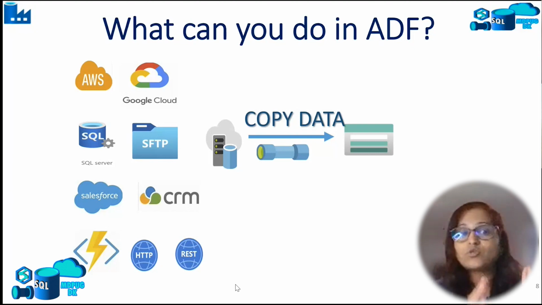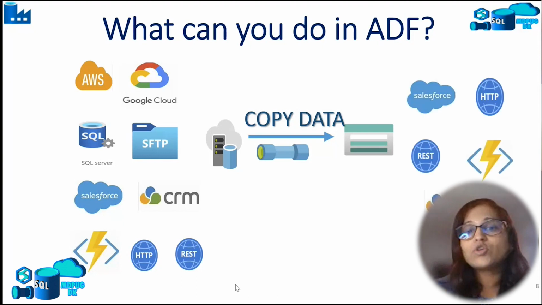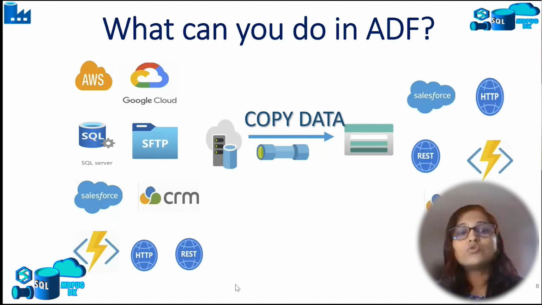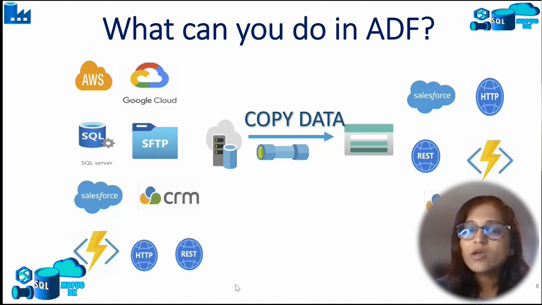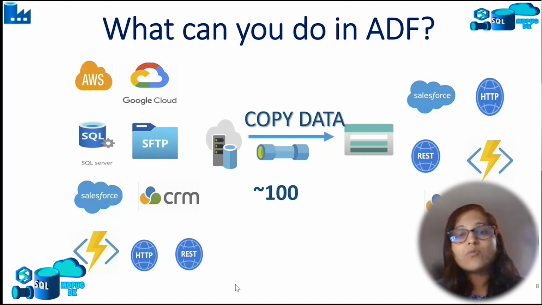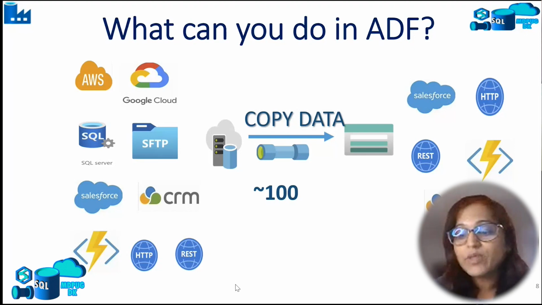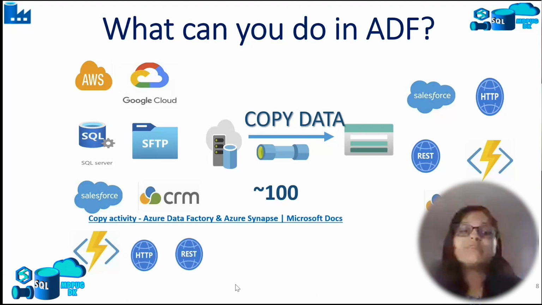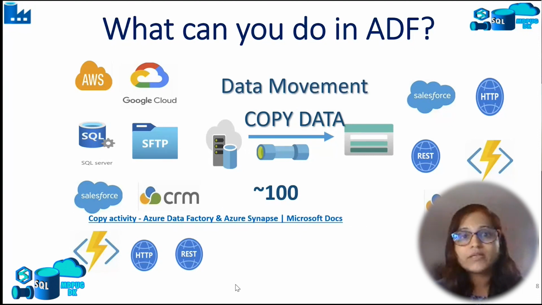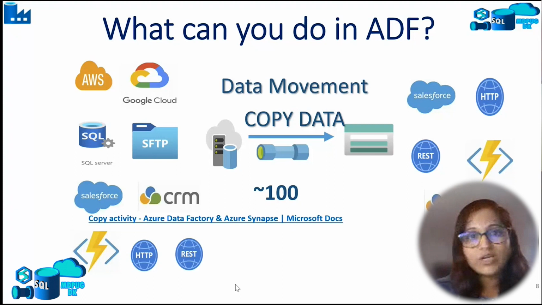So first you need to select your source, and then you need to do some settings. Once you select your source and do some settings, then you need to select your sink data source. This way you will create your pipeline having a copy activity, and once you run your pipeline, your data moves from source to sink. At the moment, there are 100 data sources available in Azure Data Factory, which you can use as a source or as a sink or both. And this link will help you to find out which data source you can use as a source or as a sink or both. And this is called data movement.